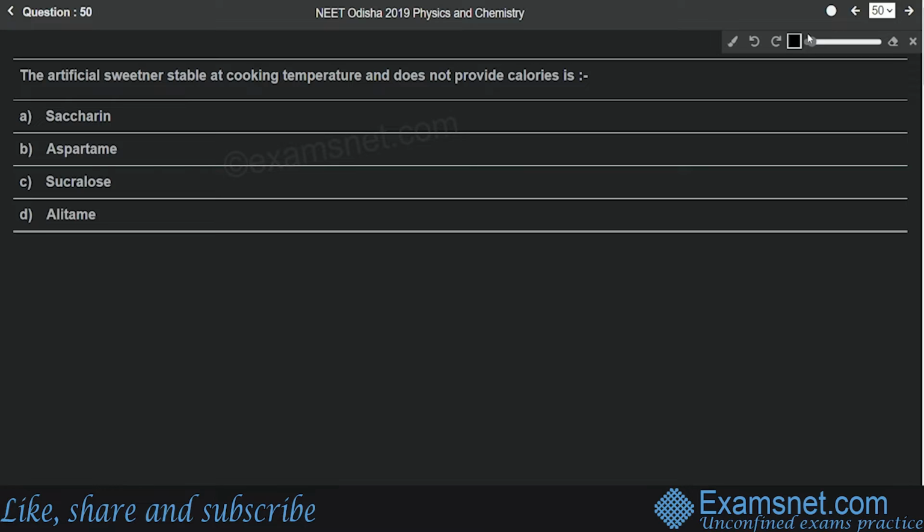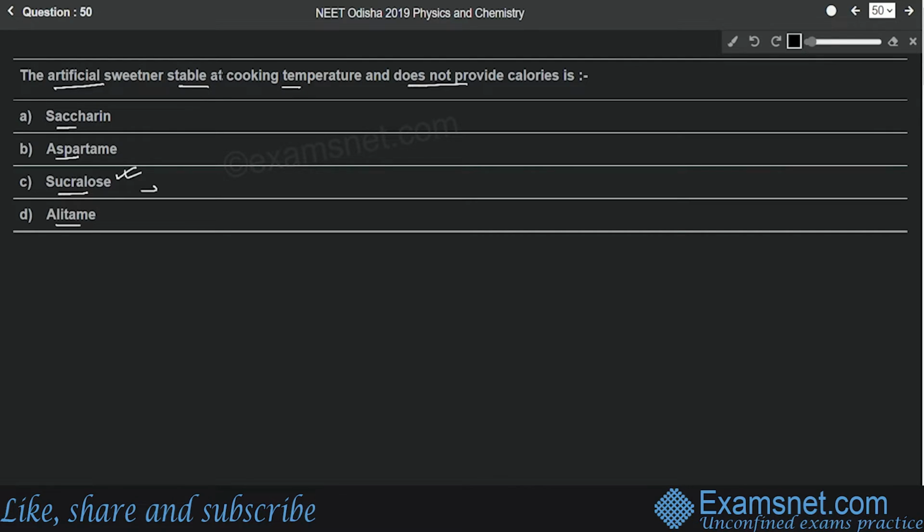Question number 50 is from the chapter Chemistry in Everyday Life, and the question is: the artificial sweetener stable at cooking temperature and does not provide calories is. Options are saccharin, aspartame, sucralose and alitame, and the correct option will be option number C, that is sucralose.